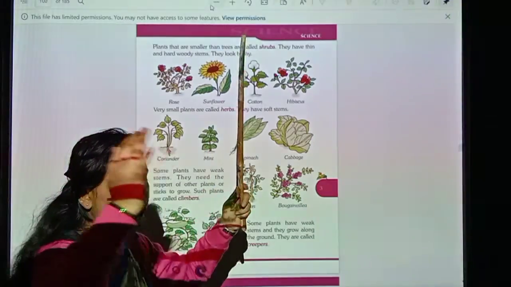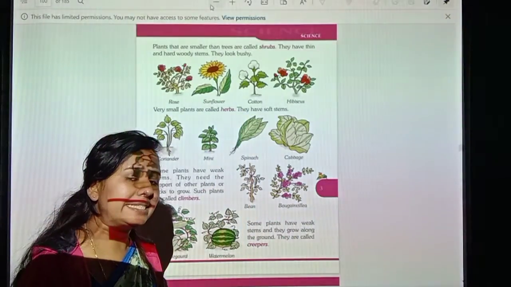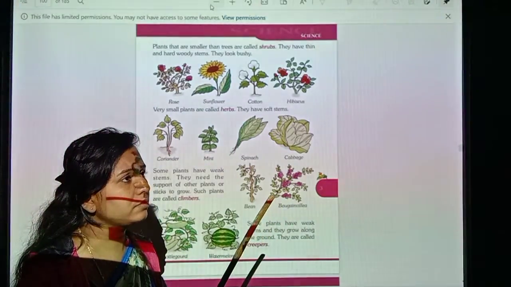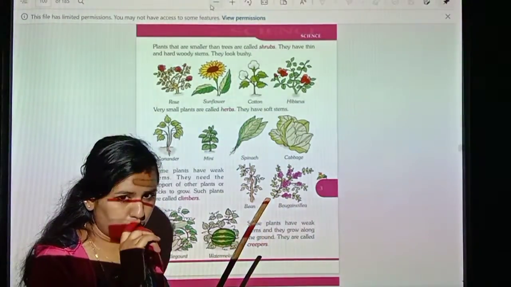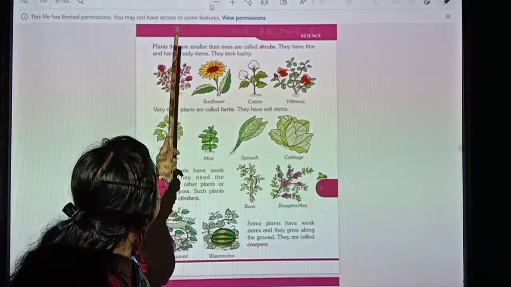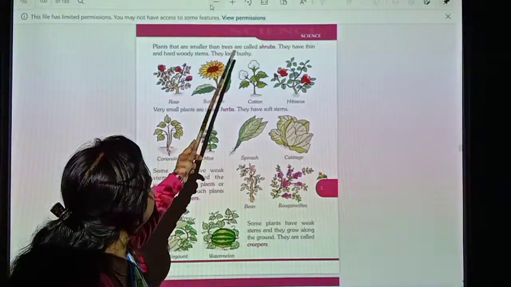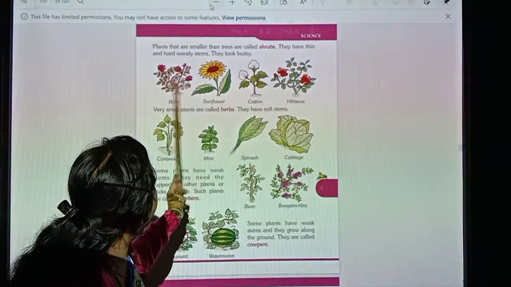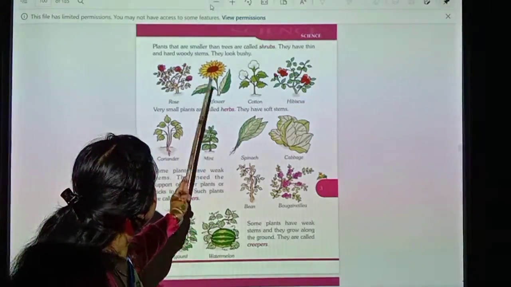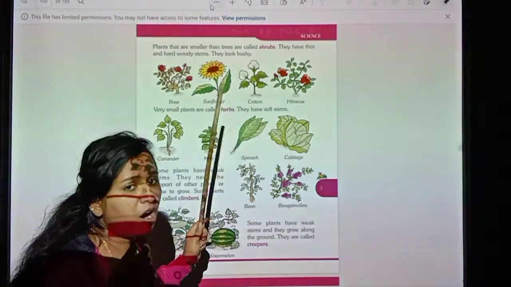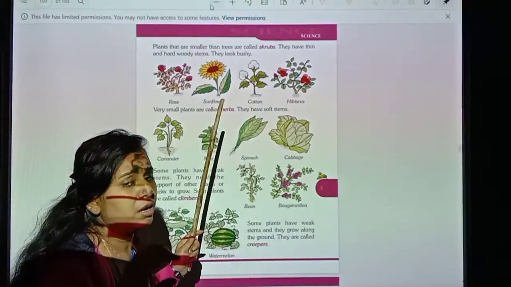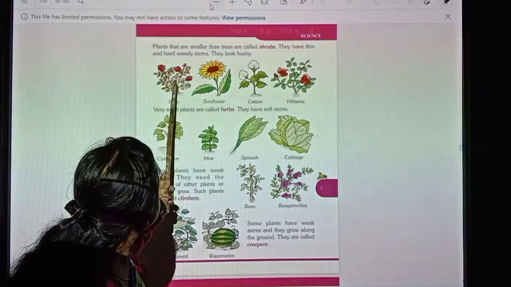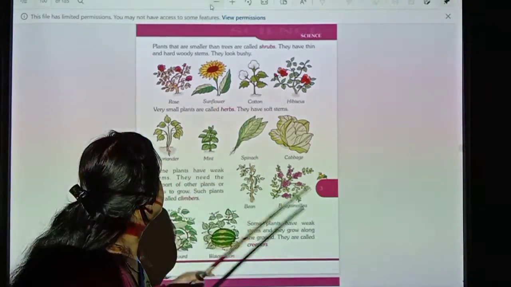They look bushy. You have all seen cotton plants, rose, and tulsi also. These are bushy plants. Plants that are smaller than trees are called shrubs. Why are they compared to the trees? Because the shrub's stem is hard like a woody stem. It's brown in color, but we can't pick that. It's a very hard stem. They look bushy.